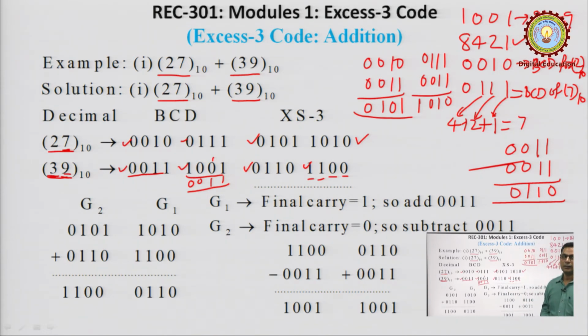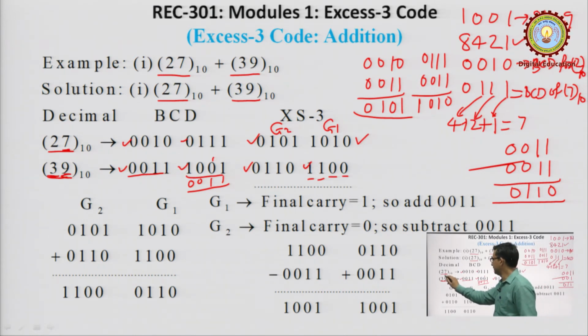Okay. So, to get the addition, what we will do? We will add these two XS3 codes. As there are two columns here, we can make it group 1 and group 2. I have put this in group number 1 and this is group number 2. Group 1 represents these bits, the XS3 code for 7 and 9, and group 2 represents the XS3 code of 2 and 3.